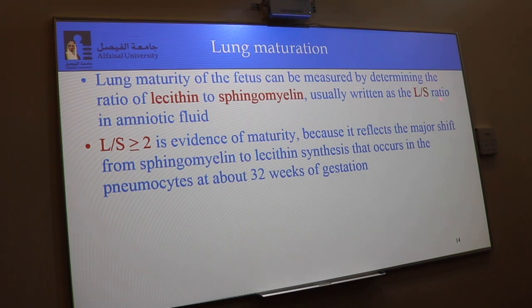And to know if the lung is mature, you have to ask for a test called the LS test in the amniotic fluid. What is the LS test? It means the ratio of lecithin over sphingomyelin. When it is equal to or more than 2, there is maturity. When it's below, it means that there is no maturity. This synthesis should occur in the pneumocyte. Why is it an indication? Because when the gestation is 32 weeks, the pneumocyte should have a certain amount of these phospholipids.